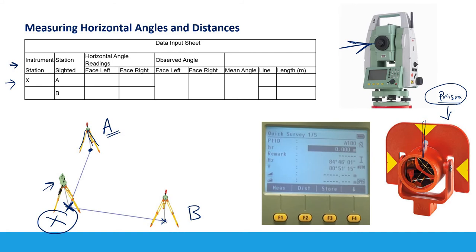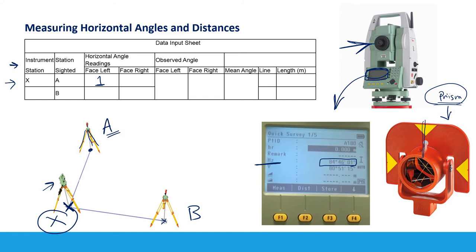And then you are going to look at the screen of your total station. This is the screen of the total station, guys. There is something called horizontal angle. In some total stations they will call it HZ or HA. You need to find out what is the term used in your total station, and then you need to write down the value of the horizontal angle here. This is the first measurement that we have collected.